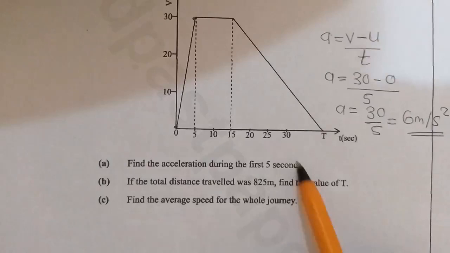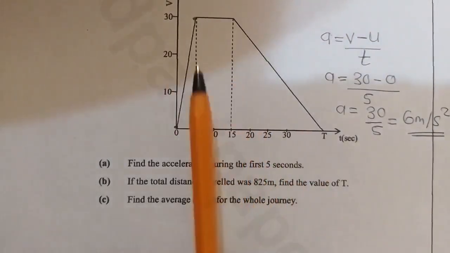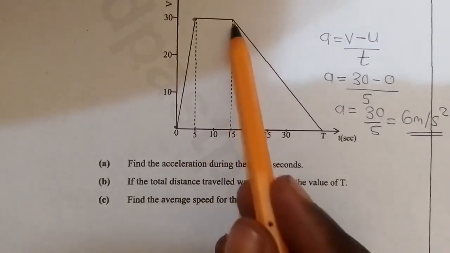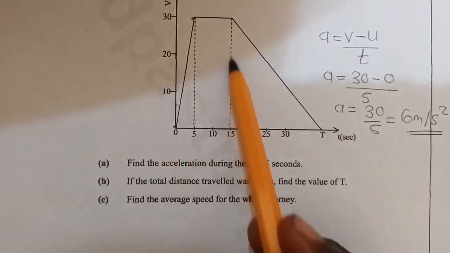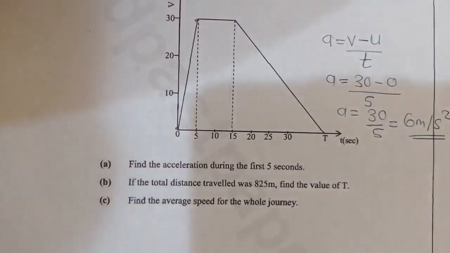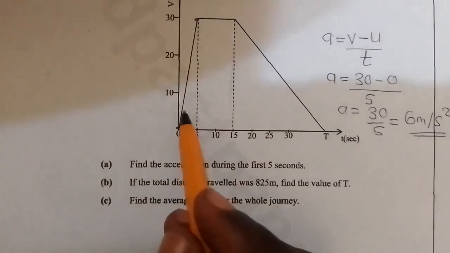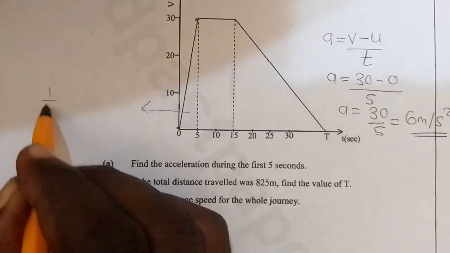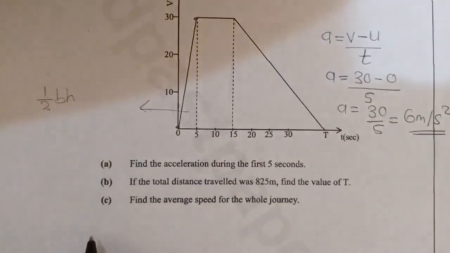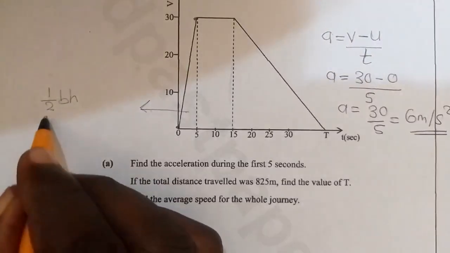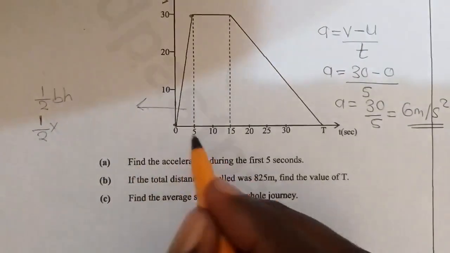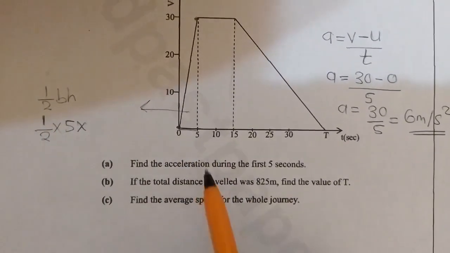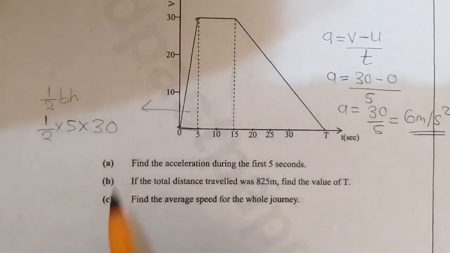Where you do this, you find the total distance it moved. The first distance here, it covered. Here this is a triangle, have you seen? So I'm going to write it there for a triangle. That is half BH, that is the formula. So I say half times base. What is the base here? The base is 5, times height. What is the height? The height is 30, like this.